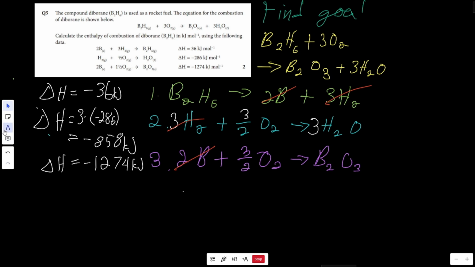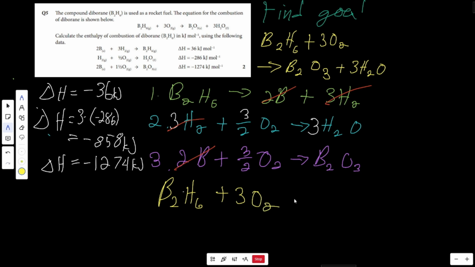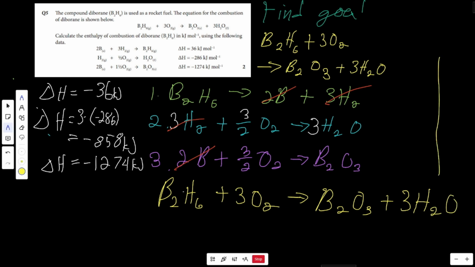So here, let's bring down our final equation. Our final chemical equation would be B2H6 or diborane reacting with 3 halves plus 3 halves, that's 6/2, which is also just 3 moles of oxygen gas to produce 1 mole of B2O3 and 3 moles of liquid water. Is this our final goal? It is in fact the final goal.